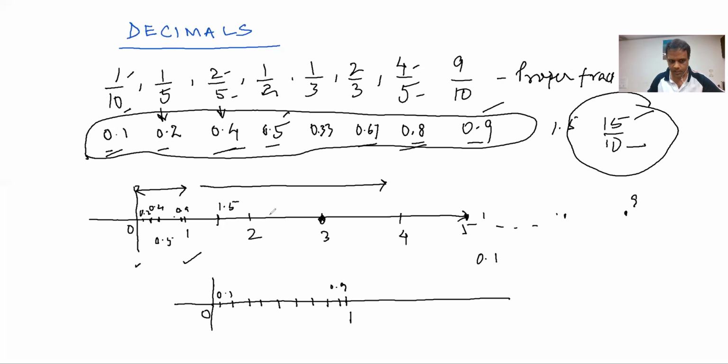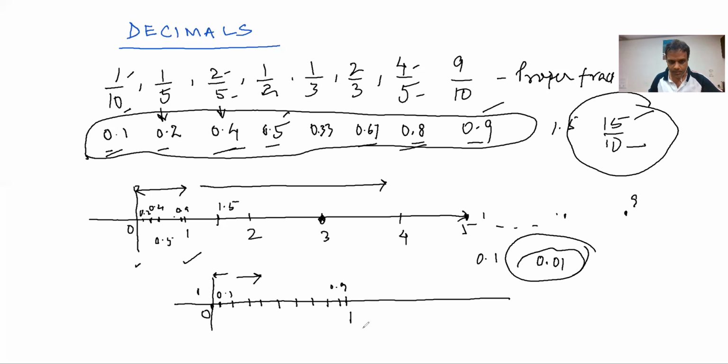Now tell me, if you have understood this concept, where will 0.01 come? Will it be on the right hand side of 0.1 or on the left hand side of 0.1? But definitely it will be on the right hand side of 0. This is for sure. Any number starting from 0 will always be between 0 and 1. But where will 0.01 figure? 0.01 will figure between 0 and 0.1.